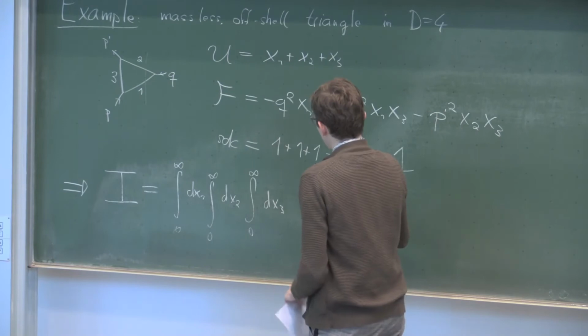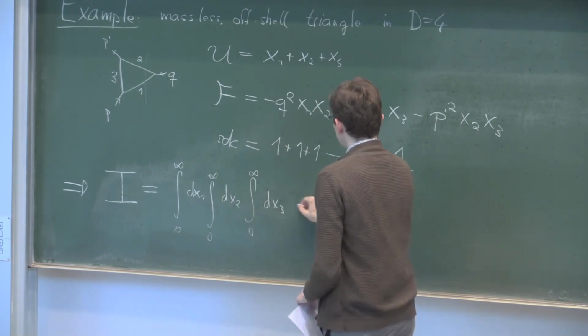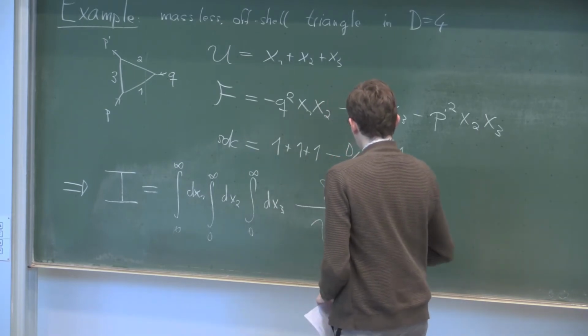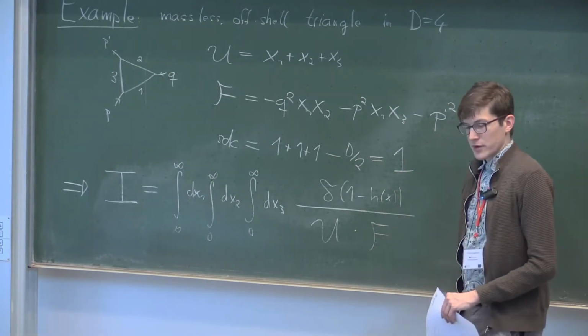And now I'm using the representation with the U and F polynomial, so we have this freedom to choose some delta function. And if you work out the exponents of U and F by the formula I gave on Monday, you see you just get the product of U and F.